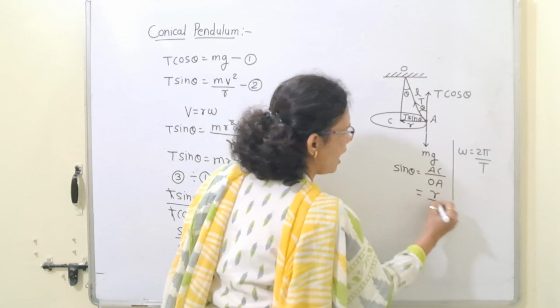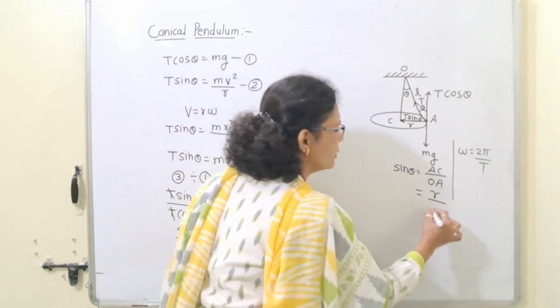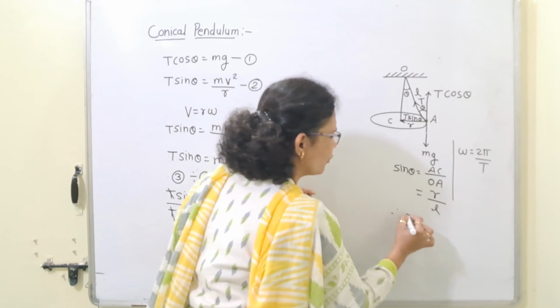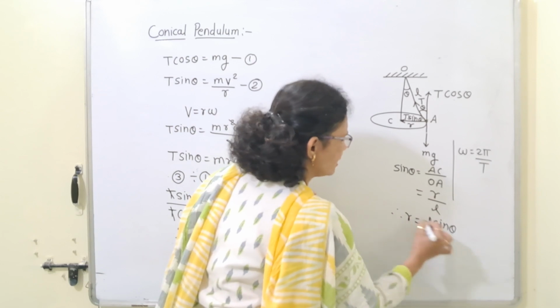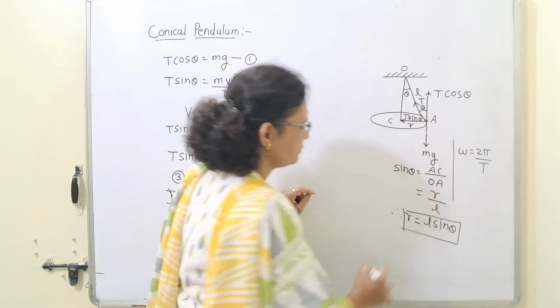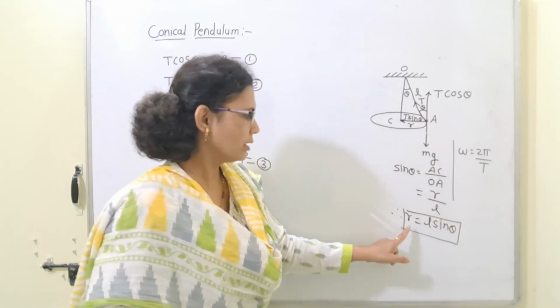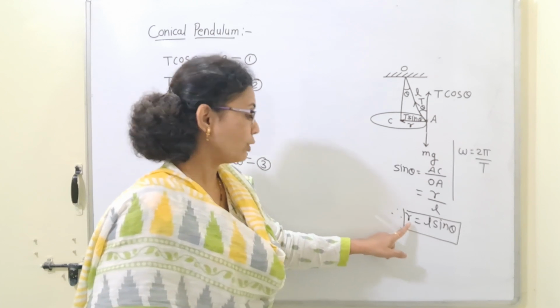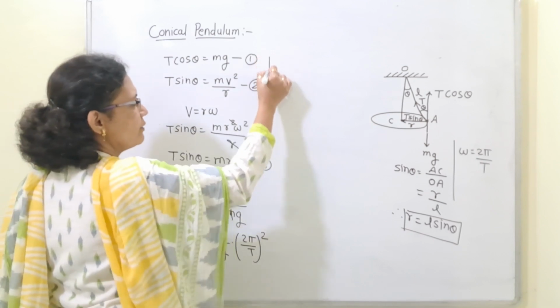AC is nothing but R, and what is OA? That is the length of the pendulum, and it will be L. Therefore the value of R will be L sin theta, correct? See, R is equal to L sin theta. Therefore the value of R we will put in this equation. Then what will I get?